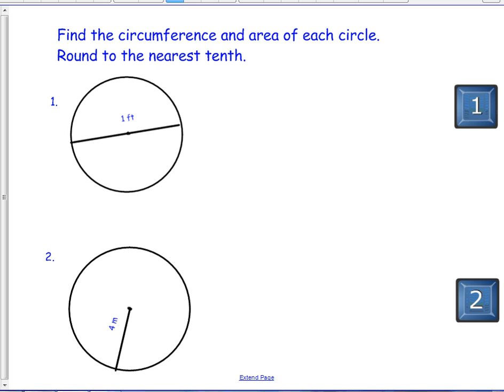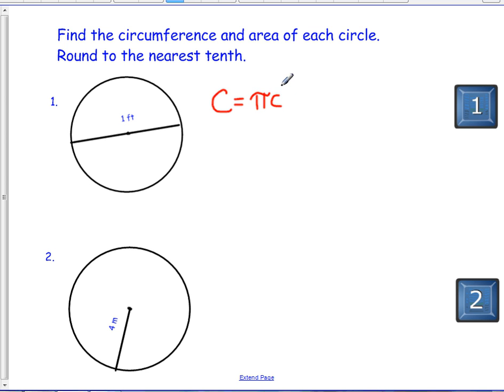So it says find the circumference and area of each circle, round to the nearest tenth. I'm just going to find the circumference of this circle and the area of this circle so you get the point, okay? Alright, so the first thing we're going to do, if we're finding the circumference of this circle, is write down our formula. So we have pi, and in this case, since it's giving me the diameter, I'm going to do pi d.